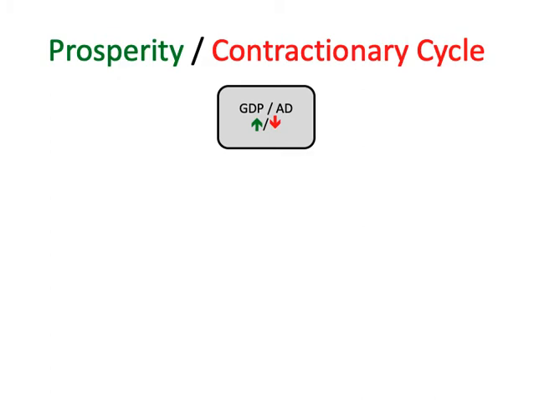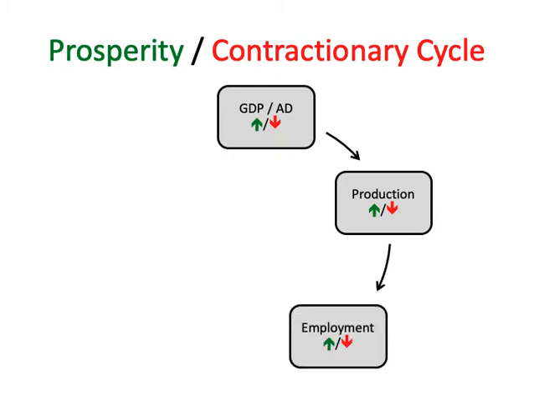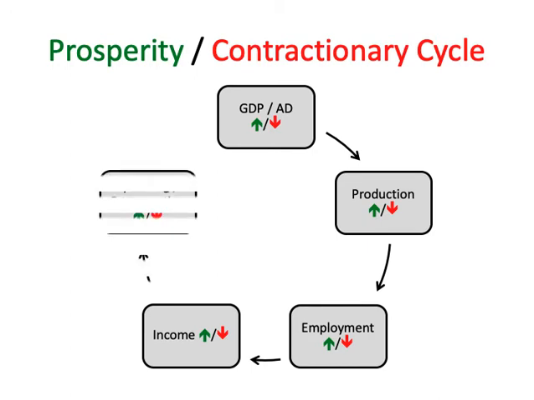So if we're looking at the prosperity cycle, look at all the green arrows. In the prosperity cycle, if GDP starts to increase, what does that mean? That means production's going to go up. Production is going up because people are spending more money, economic activity is increasing. And if production goes up, that means they need to hire more people, they need to utilize more resources, so employment is going up. And if people have more jobs, people have more money. So income goes up, and if people have more money, spending and consumption will go up.